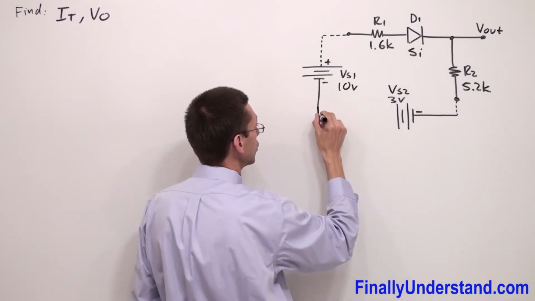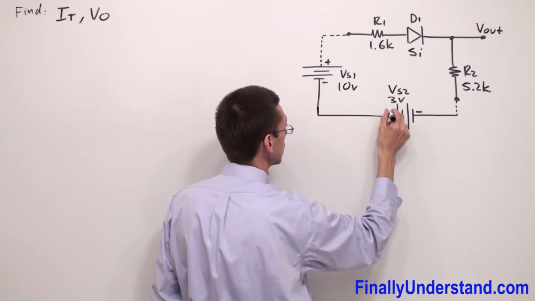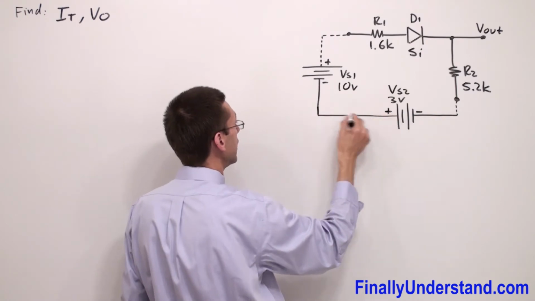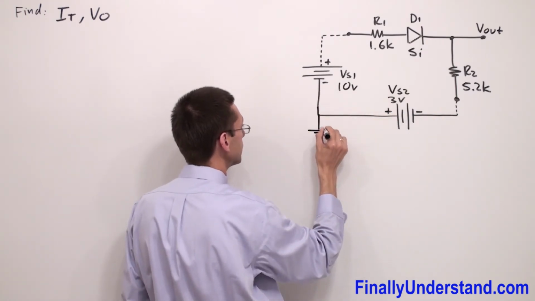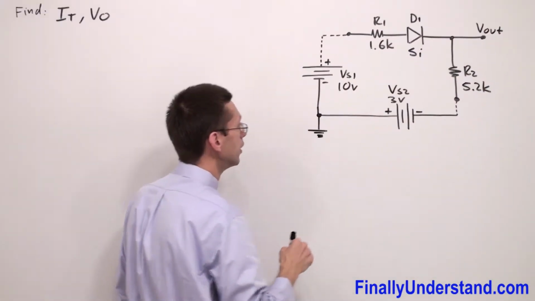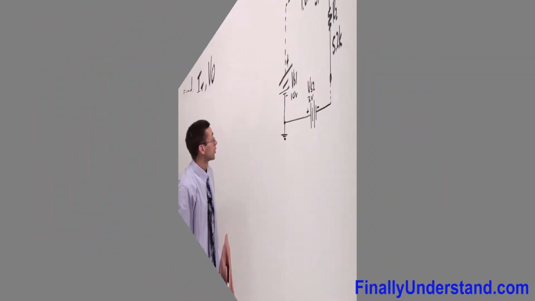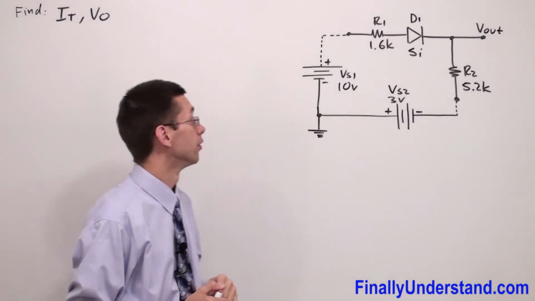And you have to connect these two voltage sources together. And the connection between them is going to go to the ground. Okay, this is the way you're supposed to redraw the circuit. Next, we're supposed to check if the diode is going to be forward biased.